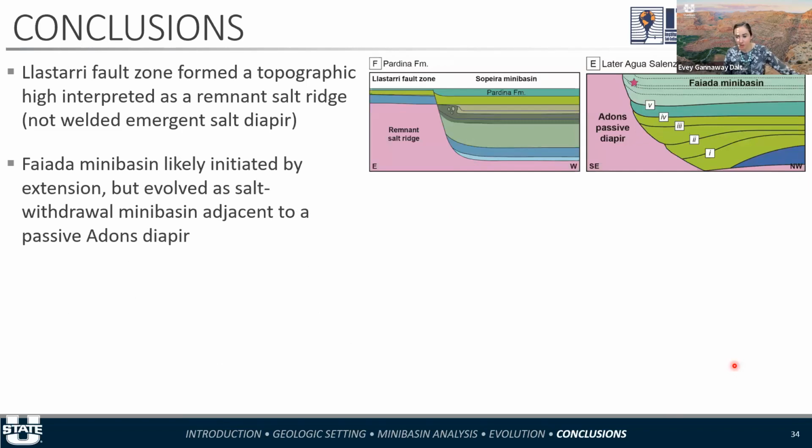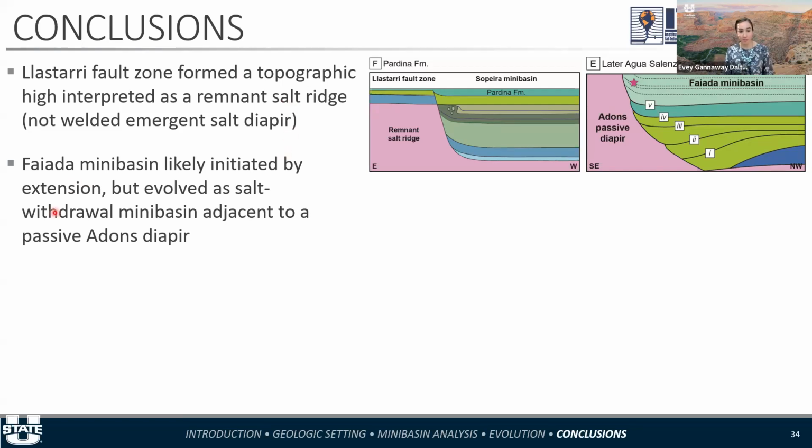So first, I hope this work has emphasized the necessity for using both halokinetic sequences and diapir-derived detritus to make compelling arguments for and against passive diapirism. So in the case of the Yastari fault zone, we had neither of those, leading us to interpret, rather than a welded emergent salt diapir, we have instead a buried salt ridge as our topographic high.